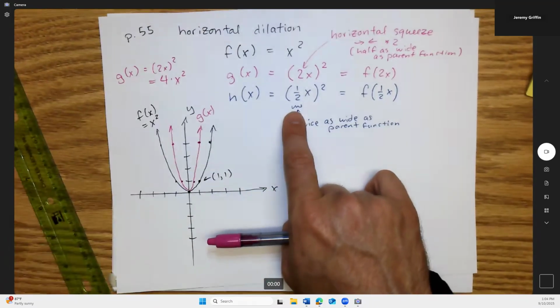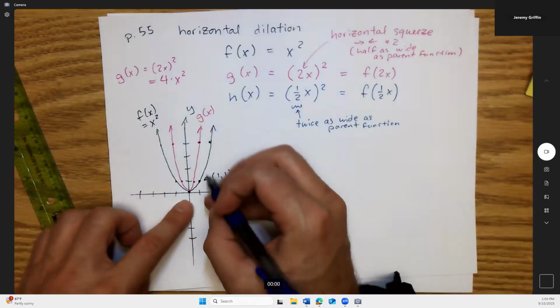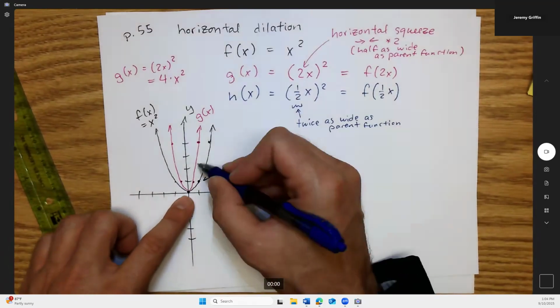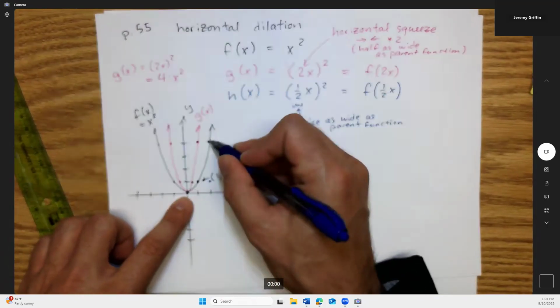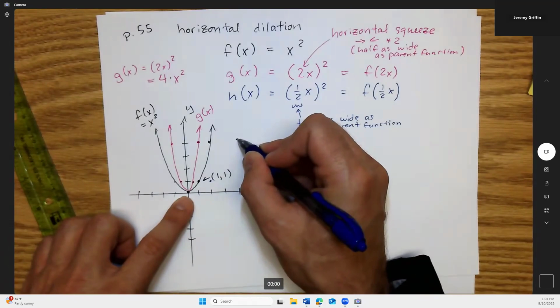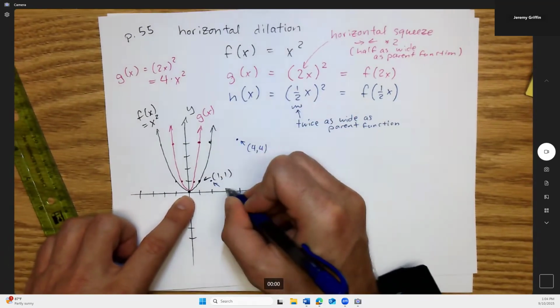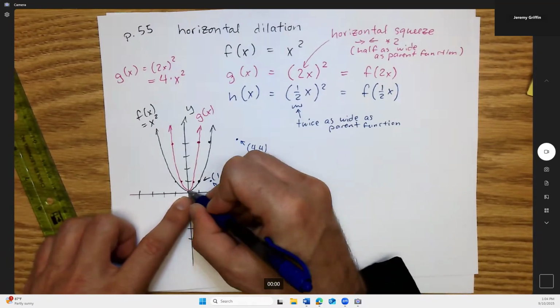The reciprocal of 1/2 is 2, right? So it should make this twice as wide. 1, 1 was a point, so now 2, 1 should be a point. And on the parent curve, 2, 4 was a point, so twice as wide would bring you to 4, 4. So I think 4, 4 should be a point. The point 2, comma 1 should be a point, right? And this will sweep it.